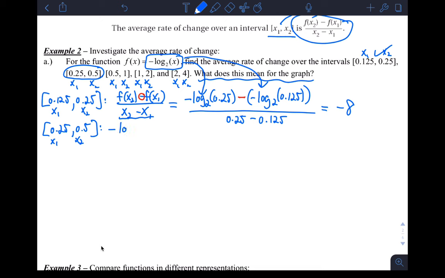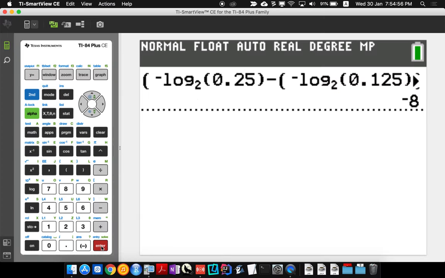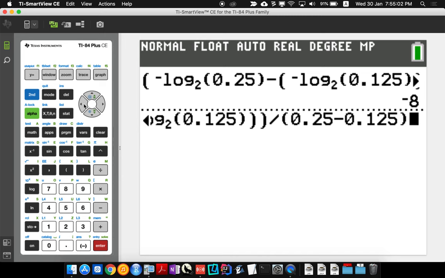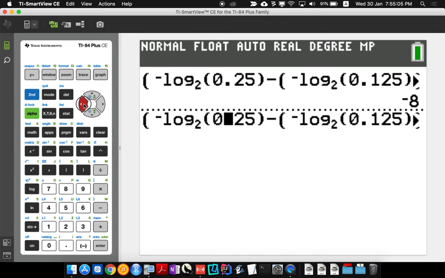I have negative log base 2 of x2, which is 0.5, minus negative log base 2 of x1, which is 0.25. And put that all over x2, which is 0.5, minus 0.25. And again, you're doing this on your calculator. So you go back to your calculator. But now we can just arrow up twice and hit enter and just bring this down, the previous entry, and just go change the numbers. So we have everything there. All we have to do is change the numbers.